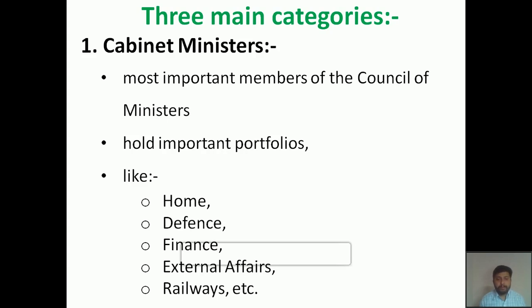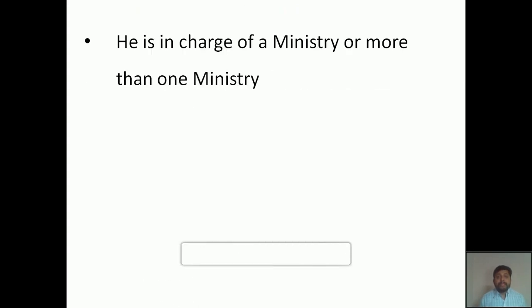I have given only a few, but a number of different portfolios and different offices are there. They will be given only to the Council of Ministers, especially cabinet ministers. Cabinet ministers will be in charge of these different portfolios. He is in charge of a ministry or more than one ministry. He means a cabinet minister. A cabinet minister is in charge of a ministry like defense. Defense we call a ministry, or external affairs, it is a ministry.